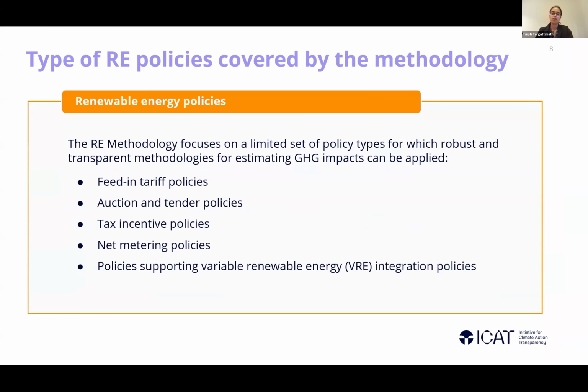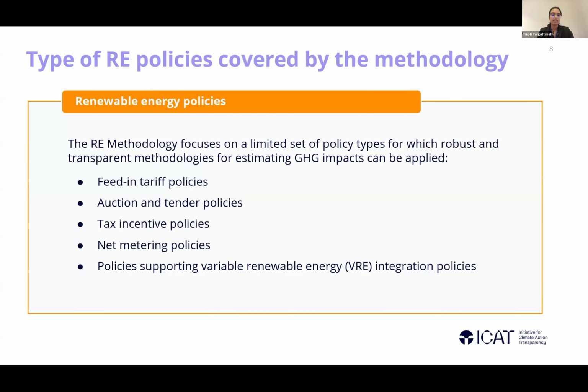Here we have the list of policies that are covered by the guide. There are, of course, many different renewable energy policies that have been adopted and successfully implemented across the world. However, in this guide, we focus on 5 of the most widely used policies. And for each policy, we have provided examples and practical guidance on how the different steps in the methodology are organized, so the users can better understand how the overall assessment process works.